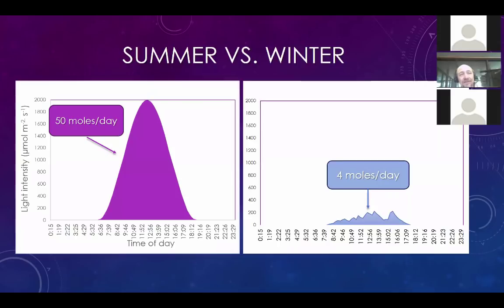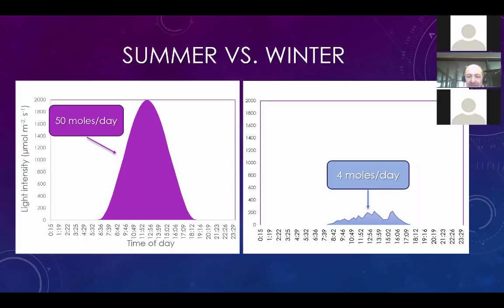So of course the DLI changes throughout the year, and it changes day to day. On the left you see an example where it's 50 moles per day, a perfectly sunny day in the summer. On the right is maybe a typical winter day, and especially in the northern latitudes, you get a cloudy day.